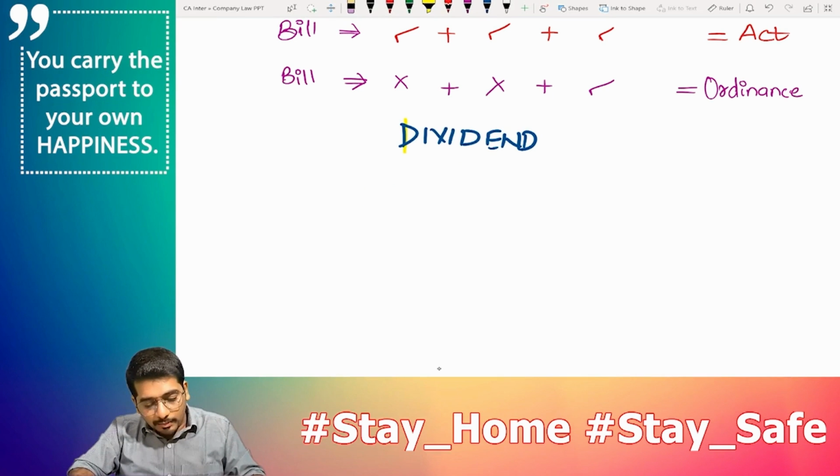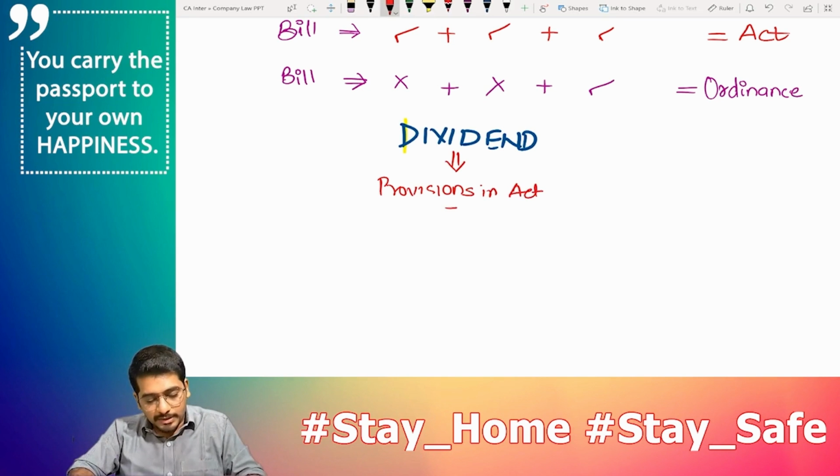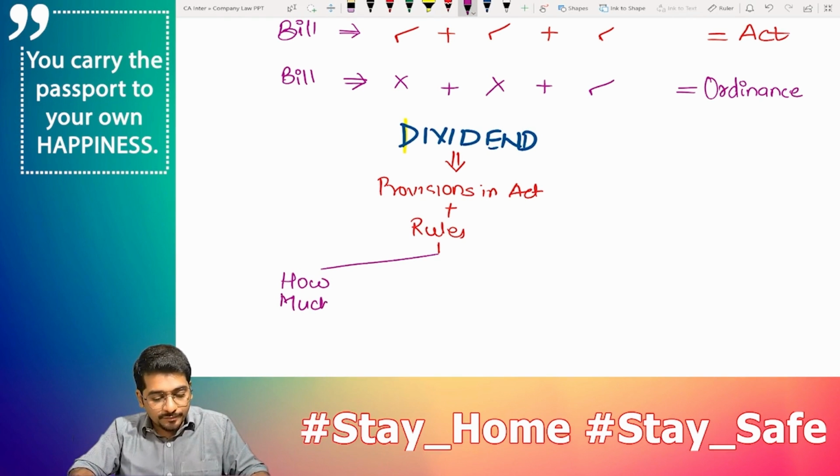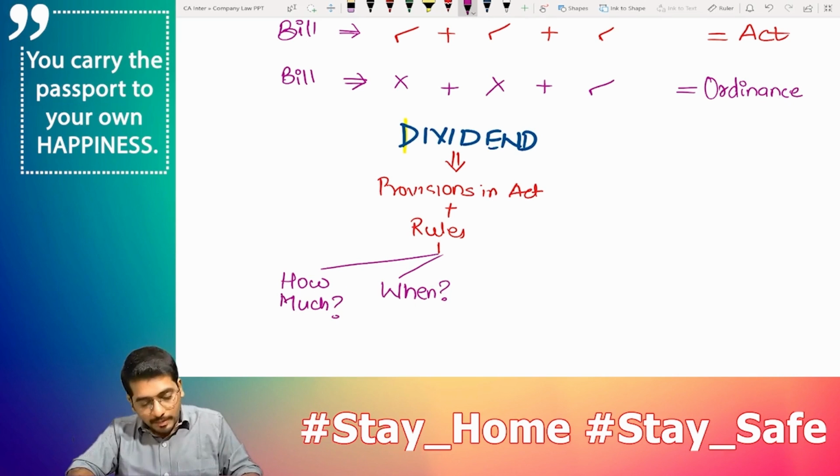Rules with respect to what? I will write it like this. With respect to dividend, there are provisions in the Act. Plus, there are rules for distribution of dividend. What will be given over here when you read this provisions of the Act or rules? How much dividend company can give? When can the company give dividend? From where should the company give dividend?